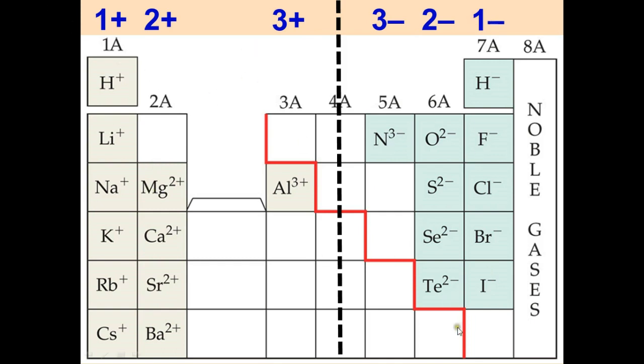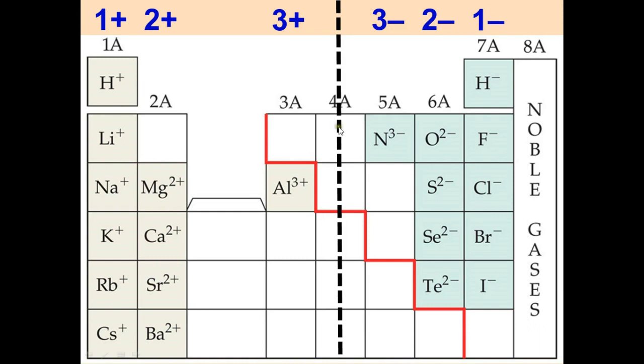And so pretty much the A groups, they lose or gain 1, 2, or 3 electrons, and that pretty much just changes their charge, and they lose or gain enough electrons to have 8 valence electrons, or have a full valence shell.